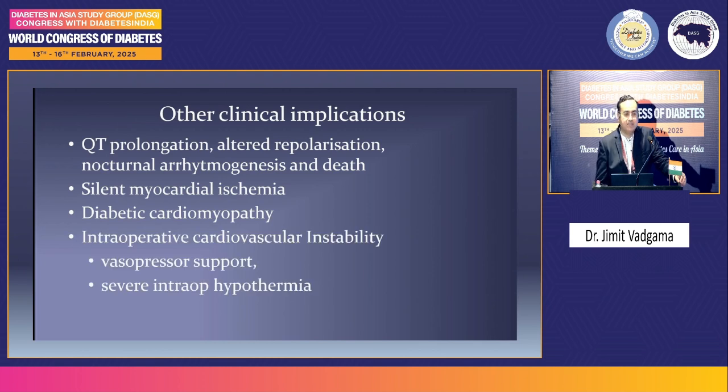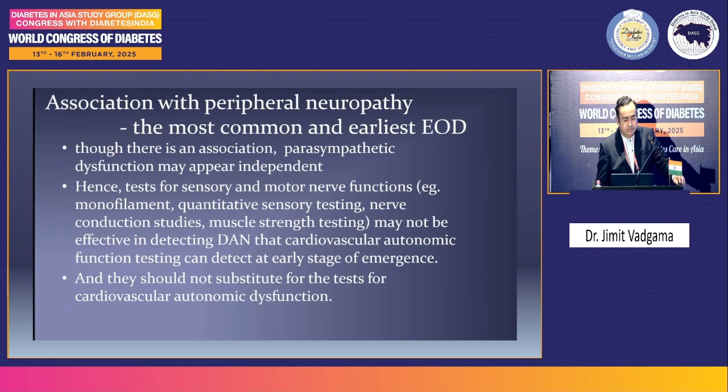Very important aspect, we see intraoperative changes when the patient is having cardiac autonomic neuropathy. There is increase in the need of vasopressor support during anesthesia, and there is sometimes severe intraoperative hypothermia also with the patient having cardiac autonomic neuropathy. These two are very important features we should not be neglecting, and there is increased risk of stroke also.